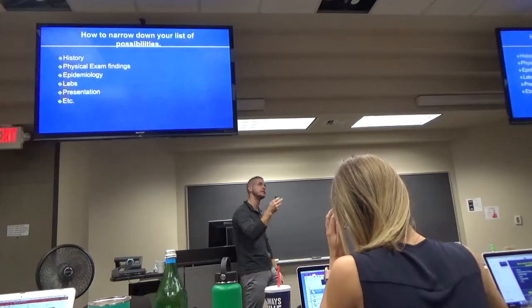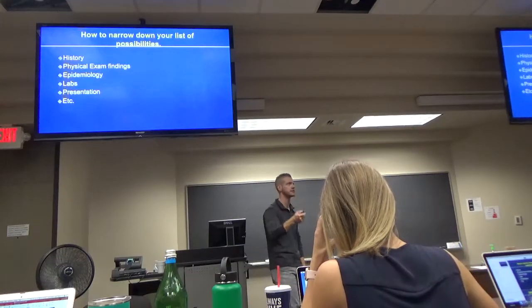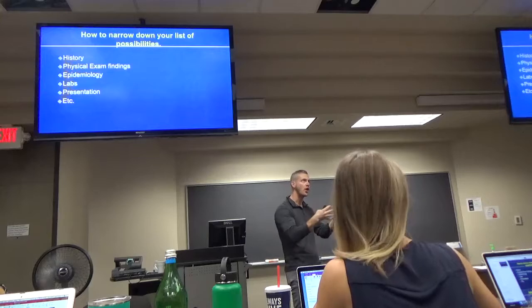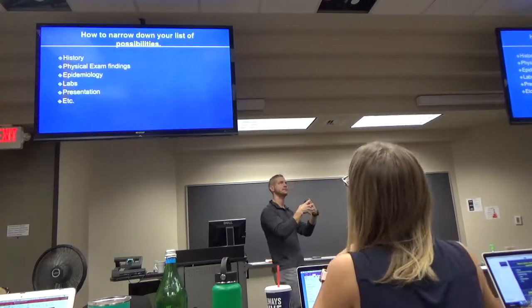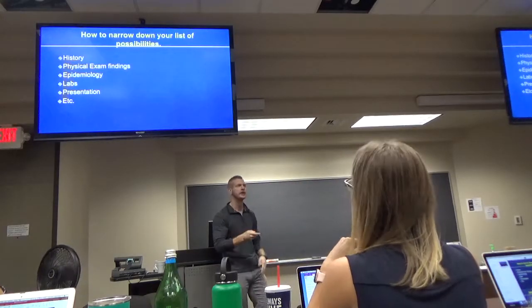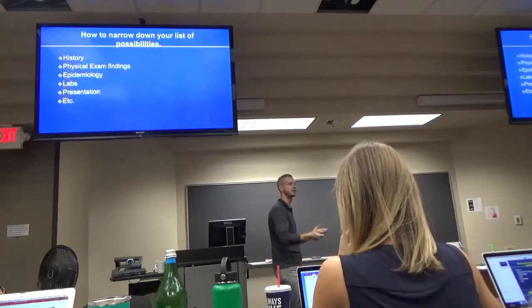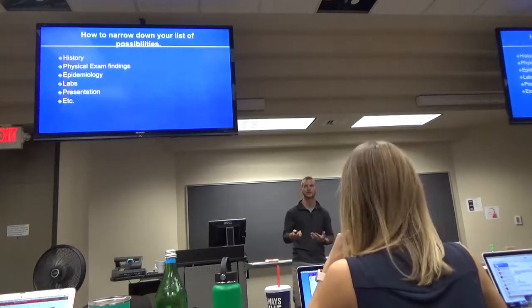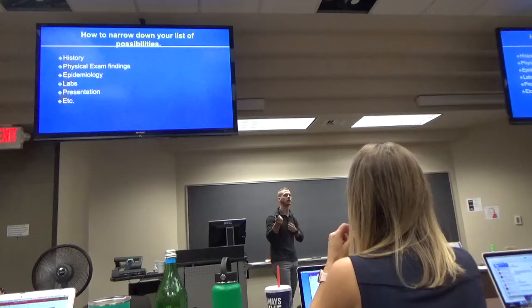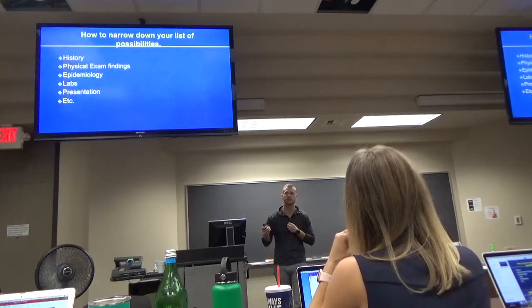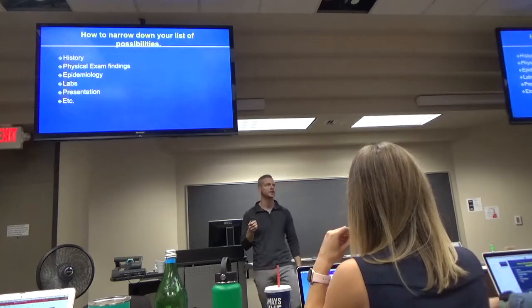So history, physical exam, epidemiology, lab presentation, etc. needs to all come together to fit and make that diagnosis. Just because you have an elevated troponin does not mean they're having acute coronary syndrome, right? What would be some other causes for an elevated troponin in the absence of a clogged artery?